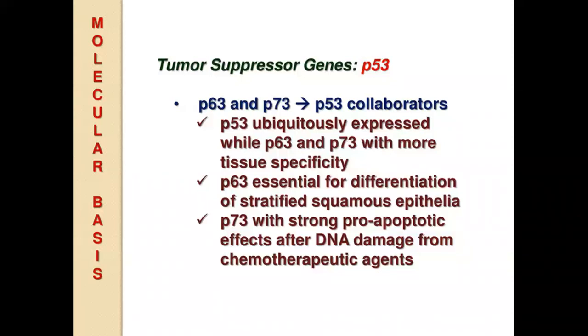P63 and P73 are the collaborators of P53. P53 is ubiquitously expressed, while P63 and P73 have more tissue specificity. P63 is essential for differentiation of stratified squamous epithelia, while P73 has strong pro-apoptotic effects after DNA damage from chemotherapeutic agents.